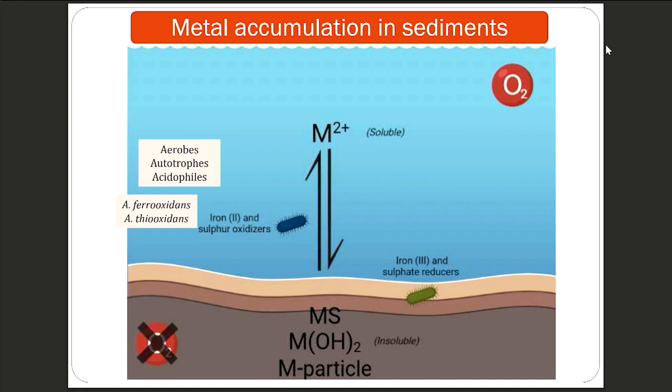They are aerobes, heterotrophs, and acidophiles. They grow at low pHs. For example, Acidithiobacillus ferrooxidans or thiooxidans.